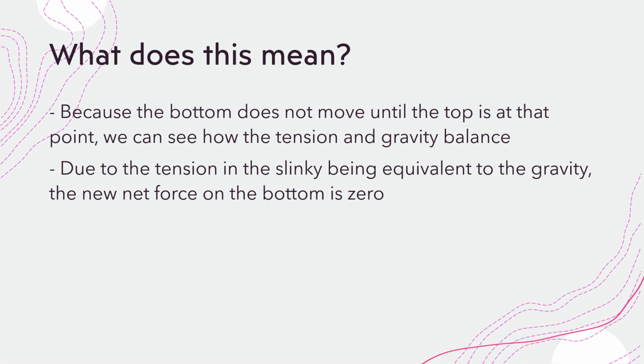What does this all mean? Because the bottom of the Slinky does not move until the top has reached it, we can see how tension and gravity are balanced. The Slinky in itself has a tension force, which is exactly equal but opposite to the gravity force. Therefore, when added together, these result in an F net of 0, which shows why the bottom of the Slinky does not move.